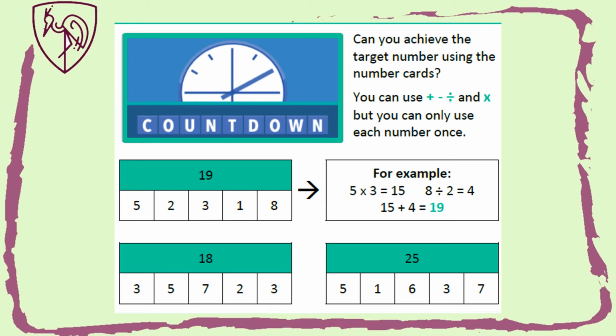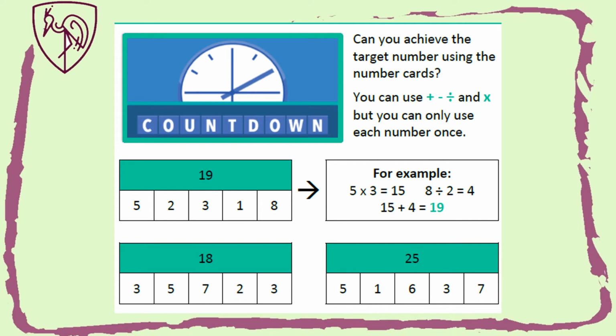target number. So for our example, we have a target number of 19, and we have number cards of 5, 2, 3, 1, and 8. You can only use those number cards once, so when they've been used, that is it, they have gone. We are trying to get to 19. We're going to use those cards at the bottom.